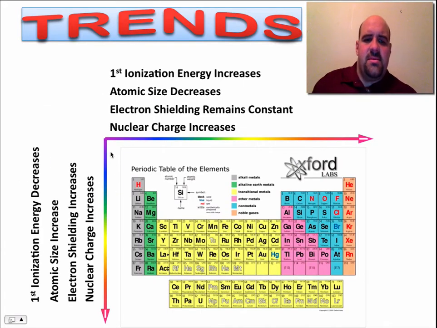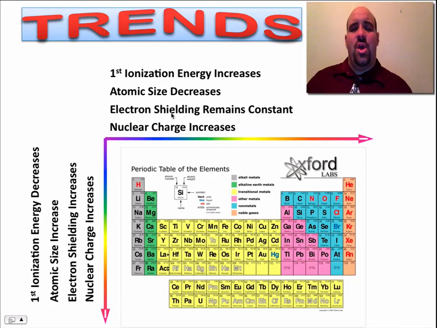So if we plot this next to our other trends, we see that as we go across, first ionization energy is increasing. And that means it's getting harder and harder to remove an electron, because ionization energy is the energy you need to pull the outermost electron from the atom. And as you go down, ionization energy is decreasing. It becomes much, much easier to remove that outermost electron and make it an ion. You don't need a lot of energy, so it's decreasing.